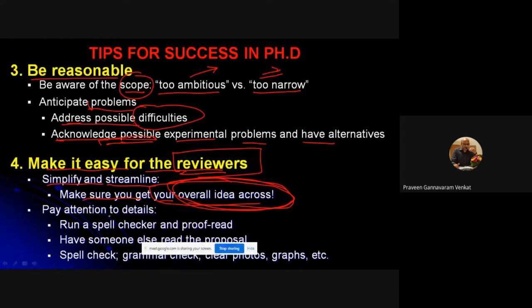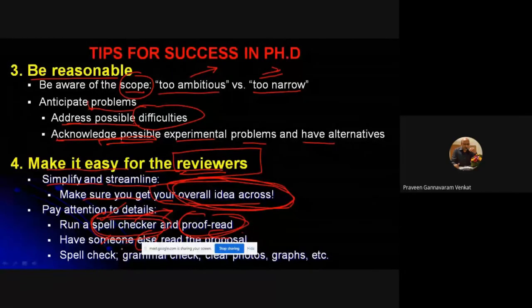And pay attention to details like spell check. Spell check is most important, and proofread. Utilize the services of your colleague for the spell check. You have to read and proofread. Have someone else read and understand the proposal. Give your thesis to some of your friends, then ask them to read and tell you about any spelling mistakes. You can ask them to enhance the quality of that research work. Grammar check is also most important. And the photos and graphs should be clearly mentioned.